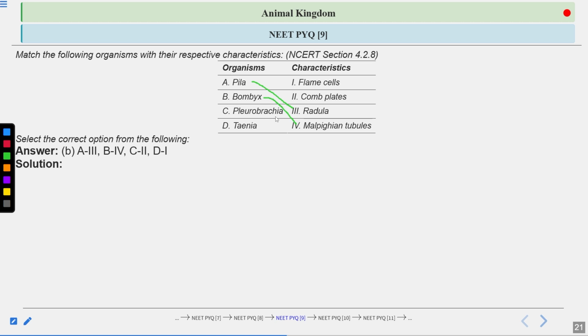Pleurobrachia. Pleurobrachia is a ctenophore, it belongs to the phylum Ctenophora. So they are having the comb plates. So Pleurobrachia will have the comb plates. Taenia solium belongs to the phylum Platyhelminthes. And Platyhelminthes are having flame cells as an excretory organ. So that will be Taenia matched with the flame cells. So A third, B fourth, C 2 and D 1 is the correct match.